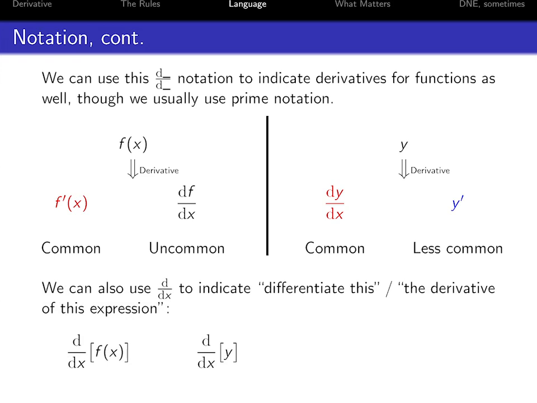We could also use d over dx to indicate differentiate this, the derivative of this expression, basically saying we're going to do differentiation to this thing that comes after the d over dx. So d over dx f of x says the derivative of f of x, or differentiate f of x. d over dx y says the derivative of y, or differentiate y, right? Or we're considering the derivative of y. We could do the exact same thing with an actual expression, d over dx 3x to the 8th. We just take the derivative of 3x to the 8th, right? We've got all these great rules, so we can apply it like an operator and do this thing to it. So 3x to the 8th comes down, 3 times 8, 24, and we subtract 1 from the exponent, so we get 24x to the 7th.